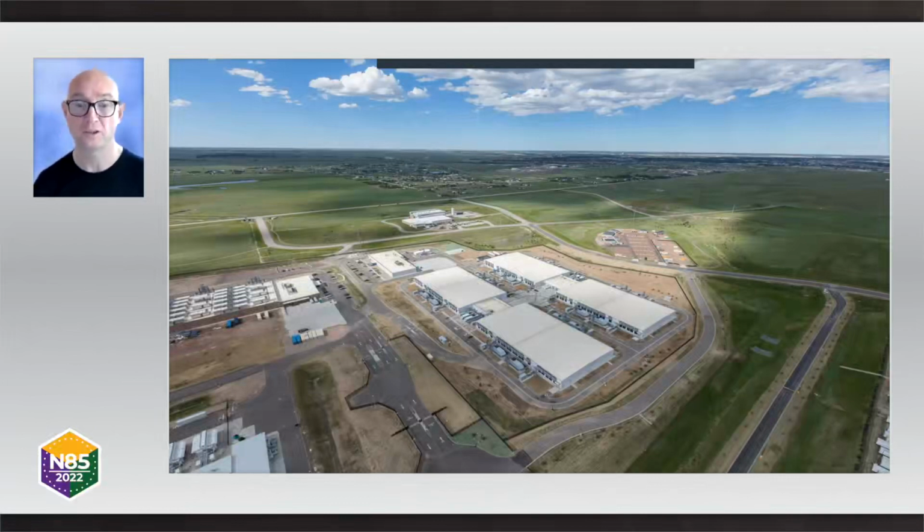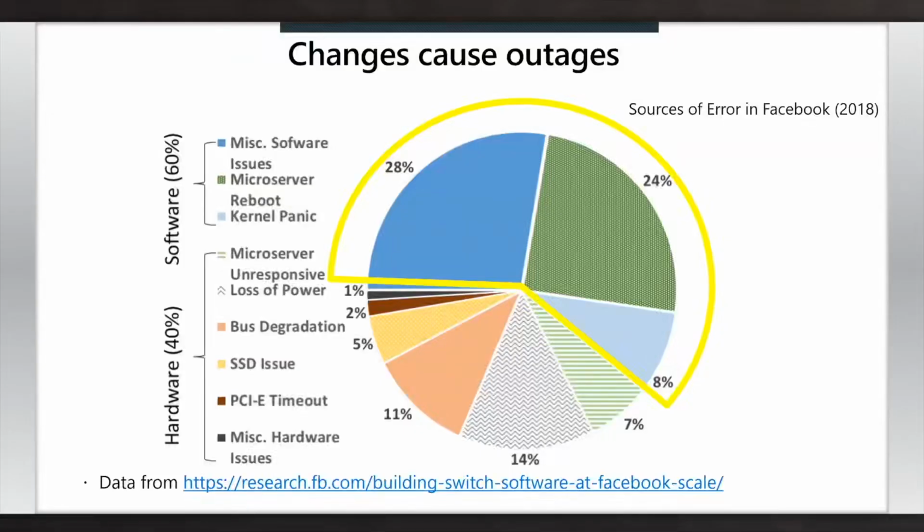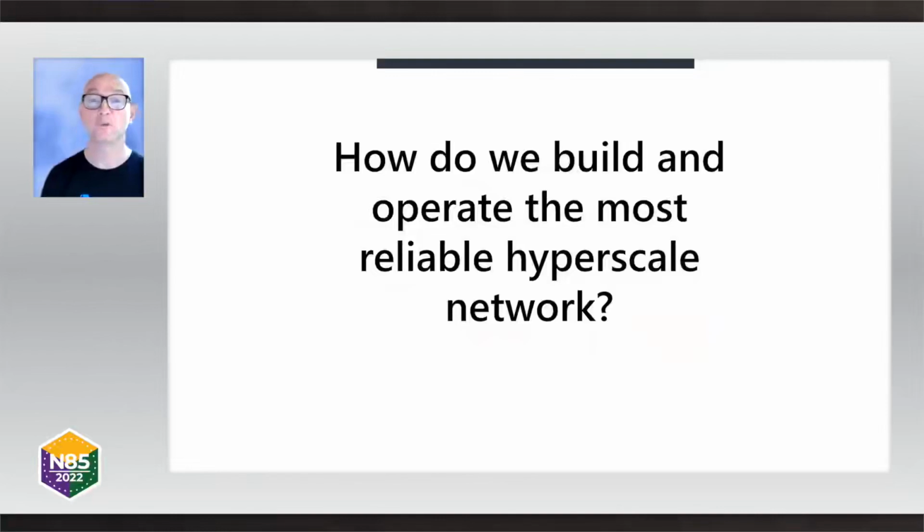So the infrastructure is growing at huge tempo, and without automation, without the ability to abstract and perform changes every second of the day, you wouldn't be able to do so. And changes cause outages. It's well known, this information is from Facebook, but it's somewhat similar everywhere where there's a lot of state, a lot of changes, and large infrastructure. So how do we build and operate the most reliable network? You might argue with my statement, but we are very reliable.